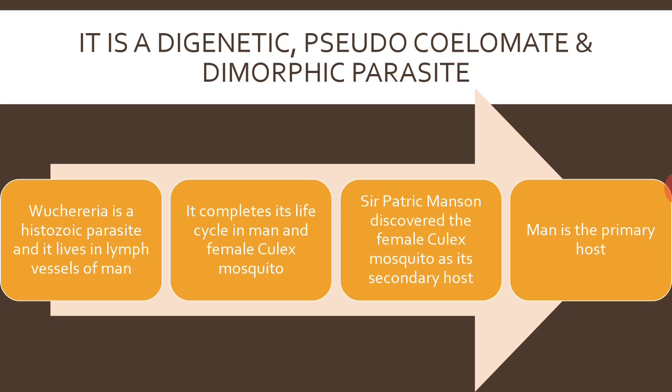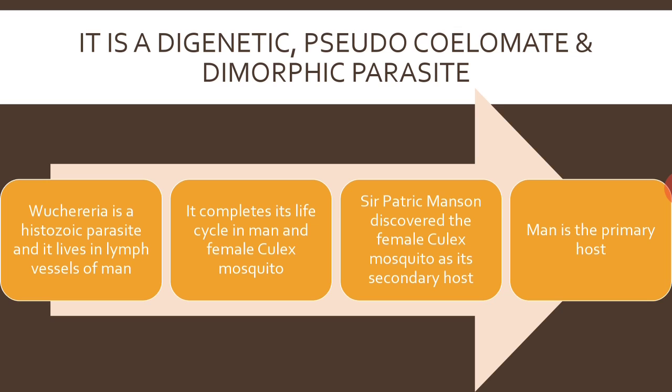And Wuchereria bancrofti is a digenetic parasite. It completes its life cycle in two hosts, namely human being and female Culex mosquito. Sexual life cycle occurs in man, asexual life cycle occurs in female Culex mosquito. Hence, we can say that Wuchereria bancrofti is a digenetic parasite.